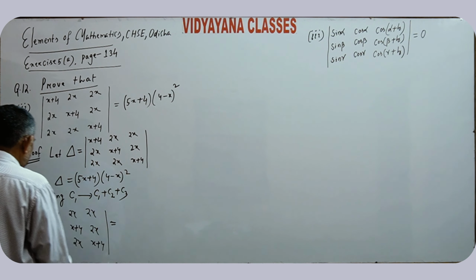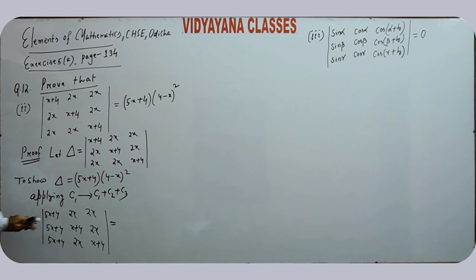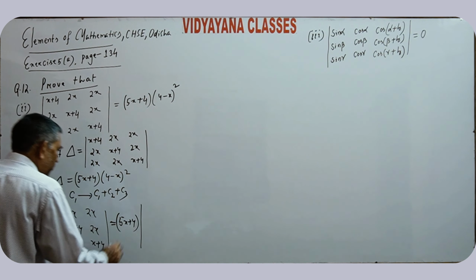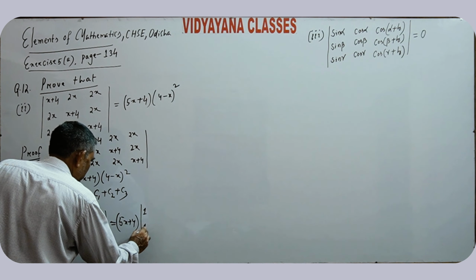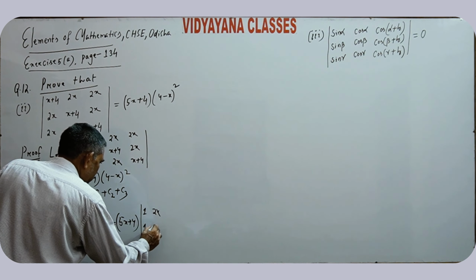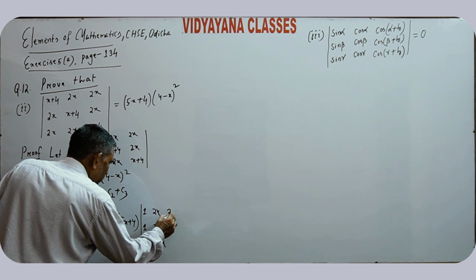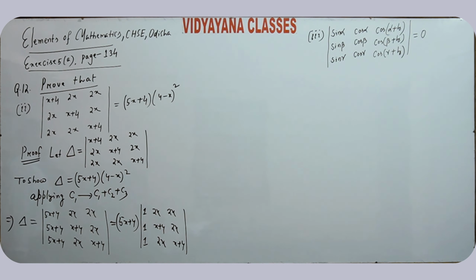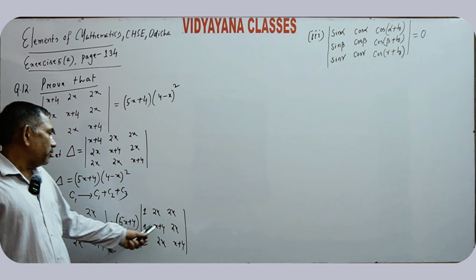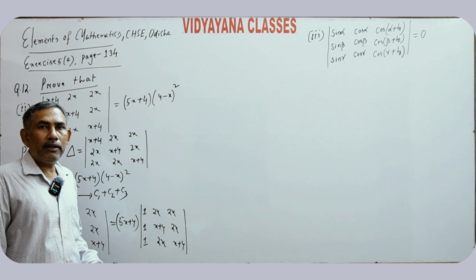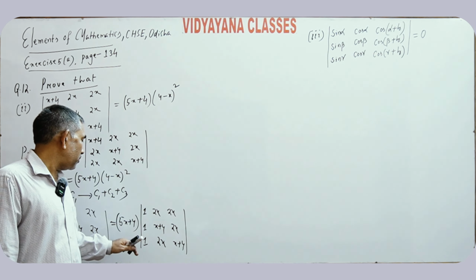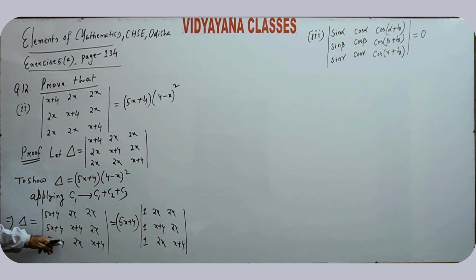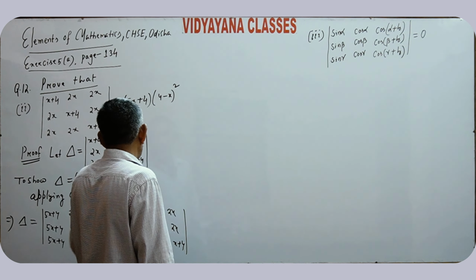Which is same as 5x plus 4, taking from column 1, 5x plus 4 into determinant having elements 1, 1, 1, 2x, x plus 4, 2x, 2x, 2x, x plus 4. Clear? If a scalar is multiplied with a determinant, then it will be multiplied in any one of the rows or any one of the columns. 5x plus 4 is multiplied along column 1 gives this determinant. Clear?